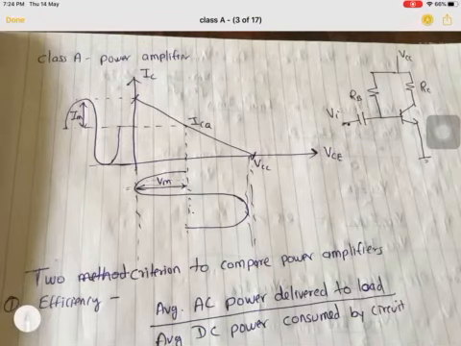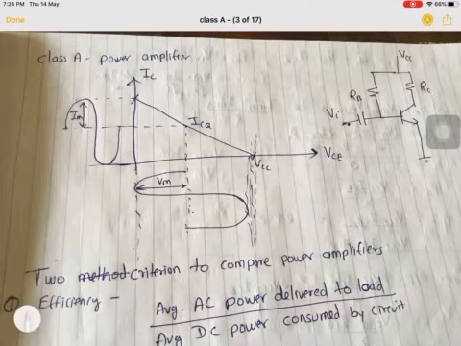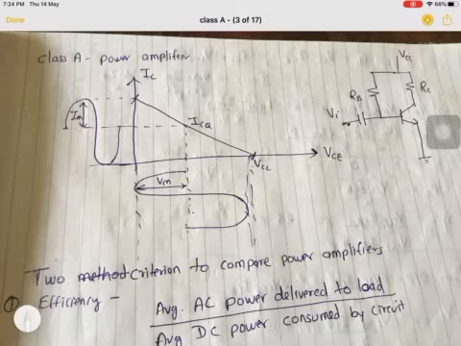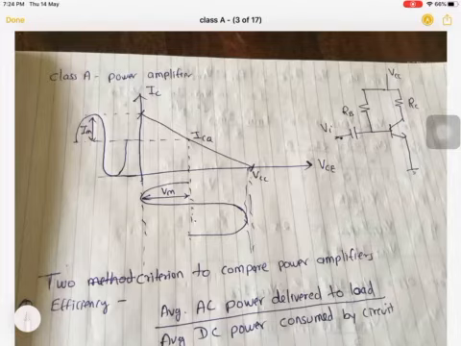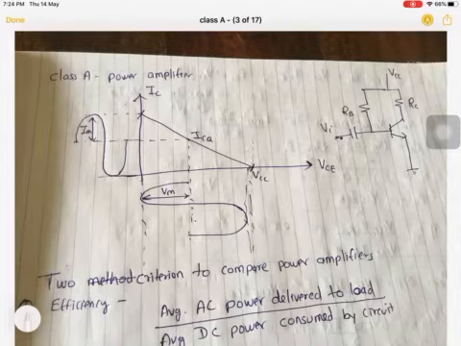This is Vm, right? This value is Vmin. This value is Vmax. So I can say Vm is nothing but Vmax minus Vmin divided by 2. Since this is also Vm, this is also Vm, 2 Vm is equal to Vmax minus Vmin.